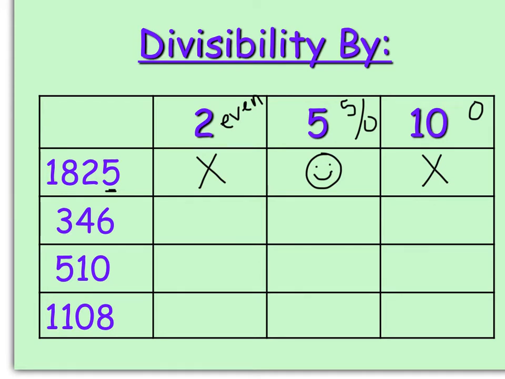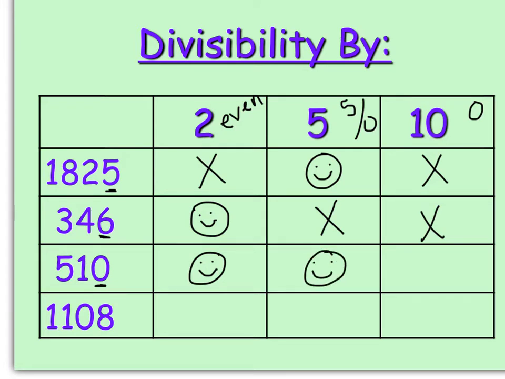Look at 346. Which boxes do you think we should mark? It ends in a 6. That does make it an even number, so it is divisible by 2. 6 is not 5 or 0, so it's not divisible by 5 or 10. What about 510? It ends in a 0. Ending in a 0 makes the answer even. It also makes it divisible by 5 and 10.